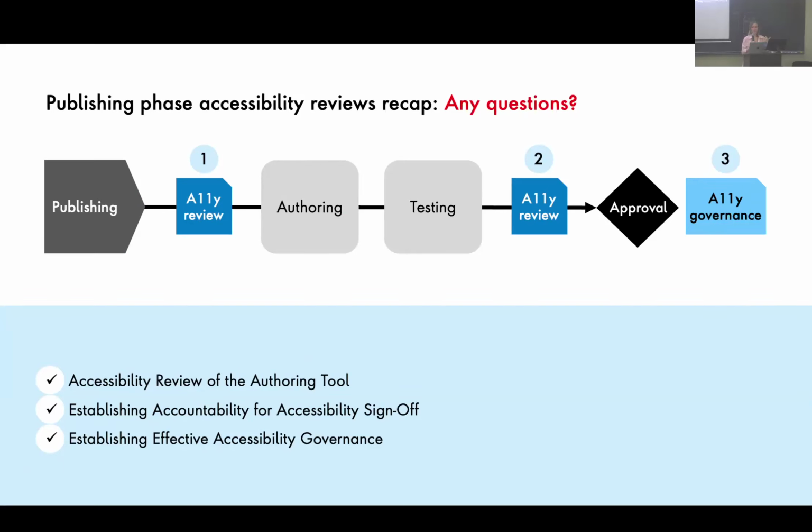We talked about reviewing the authoring tool, establishing accountability for sign-off when you're publishing something, and then establishing effective accessibility governance. Any thoughts or questions before we move on?